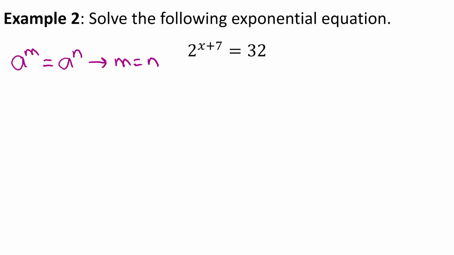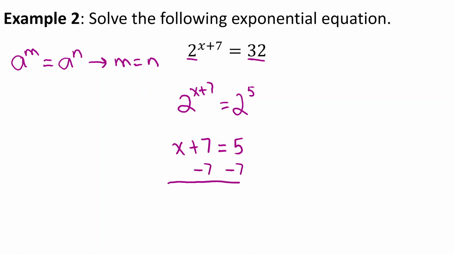Now, in this problem, you see that there's a base 2 on the left and a base 32. So how do we get that 32 to be a base 2? It turns out that 2 to the 5th gives us 32. So we can rewrite this as 2 to the x plus 7 power equals 2 to the 5th. Since they have the same bases, we just set the exponents equal to each other. x plus 7 equals 5. Using algebra, we subtract 7 from both sides, and we get x equals negative 2 as our final answer.